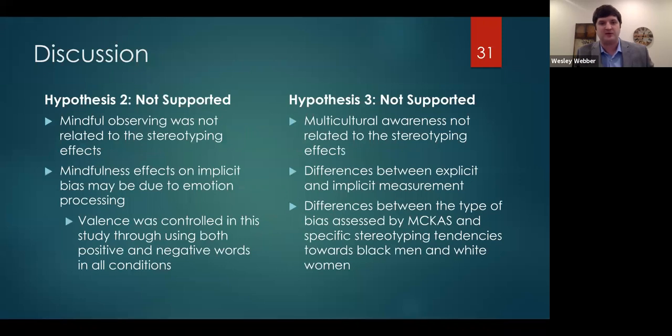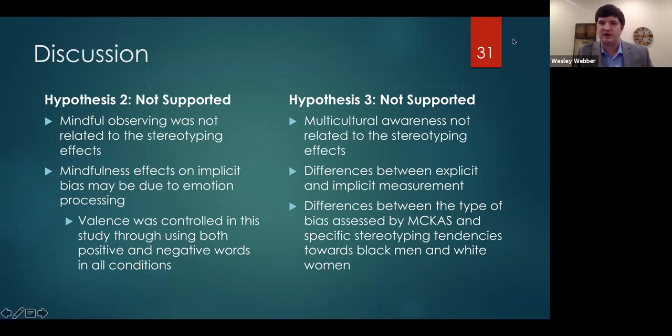In terms of the hypotheses, neither of these related to mindful observing or multicultural awareness were found to be true. So in terms of mindful observing, it may be that mindfulness related effects on implicit bias that I mentioned do exist, may relate to emotion processing, since bias is itself an affective construct. So it's considering our tendency to feel a sense of positivity toward a certain group or negativity towards another. Whereas in this study, as I mentioned, stereotypes can be positive and negative. And in each condition, I included both positive and negative words. So I was controlling for the valence of the stereotypes. So that might explain why mindfulness didn't relate here.